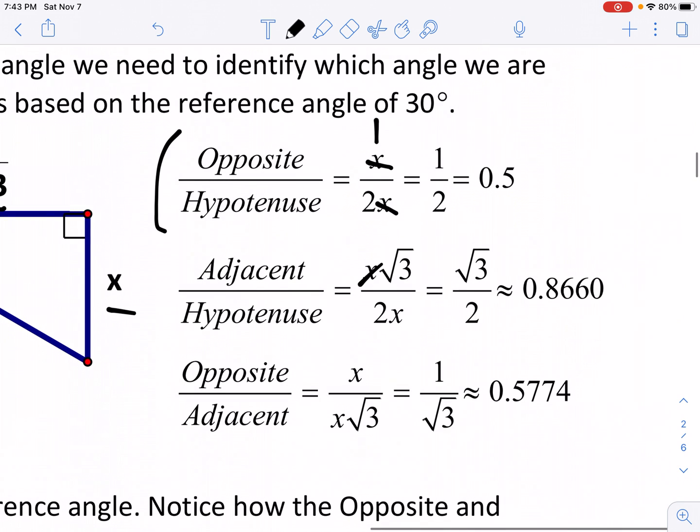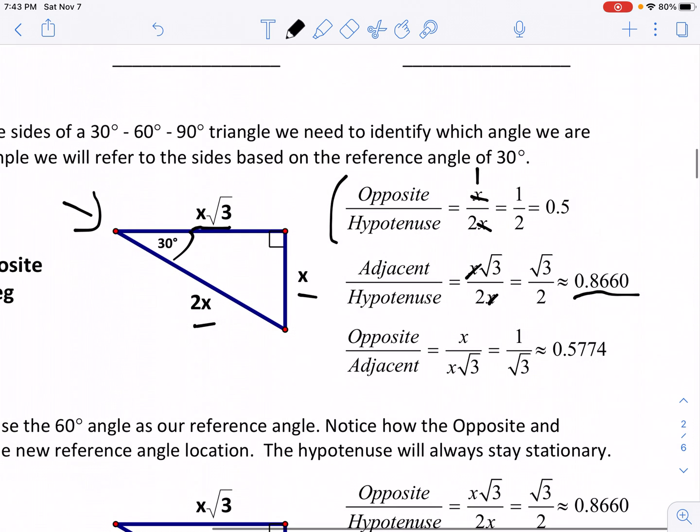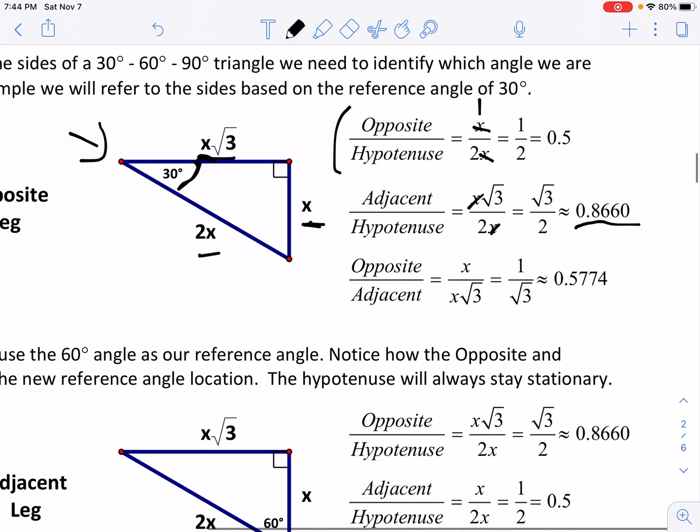Okay, well, again, the x's would cancel out. We could say it's 1 times the square root of 3, which is still going to be the square root of 3. So we end up with the square root of 3 over 2, which is approximately this guy. Then if we use our reference angle of 30 and want to find the opposite side over the adjacent side, we'd have x over x times the square root of 3. The x's cancel out, and I'm left with 1 divided by the square root of 3, which is this guy.